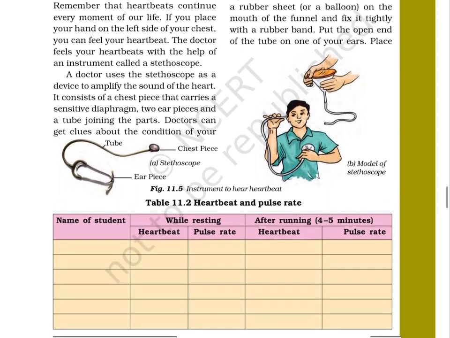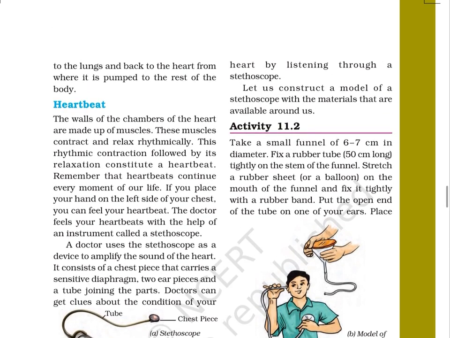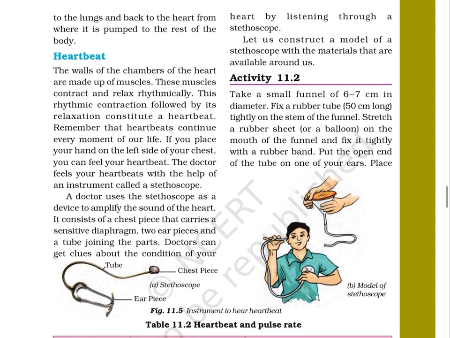Figure 11.5. Instrument to hear heartbeat. Here we can observe a stethoscope. There is a chest piece which is circular. Then there's a tube which connects the chest piece to the earpiece. Let us construct a model of a stethoscope with the materials that are available around us.